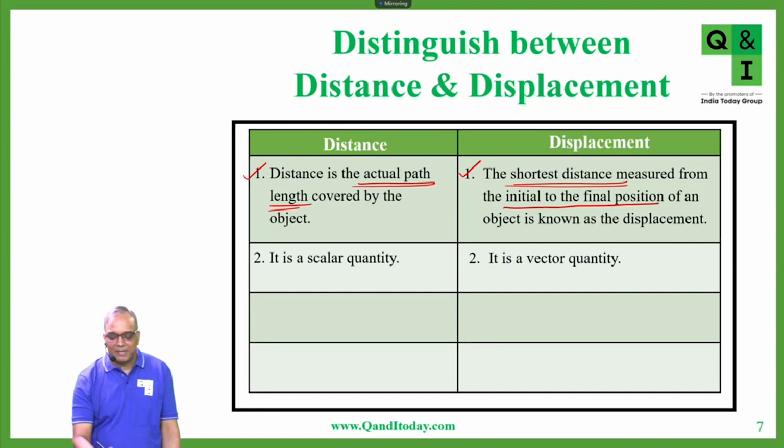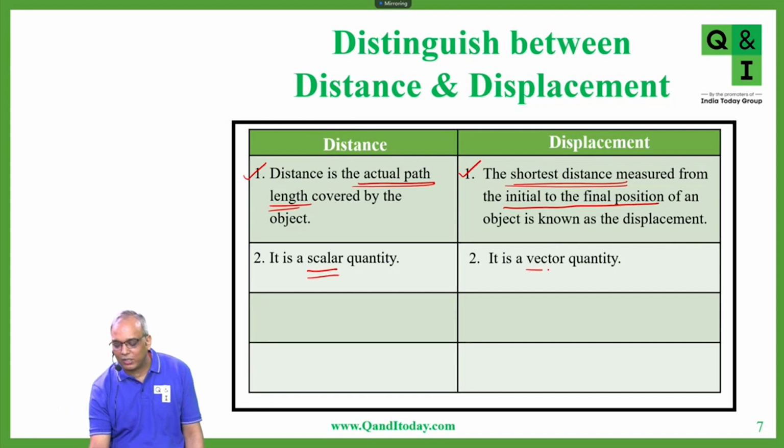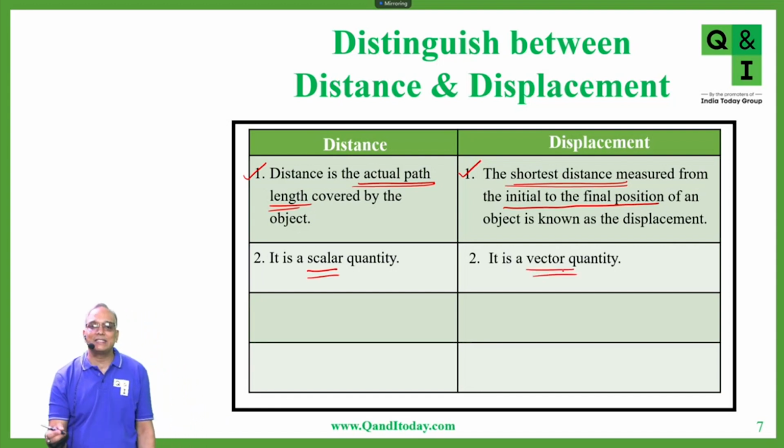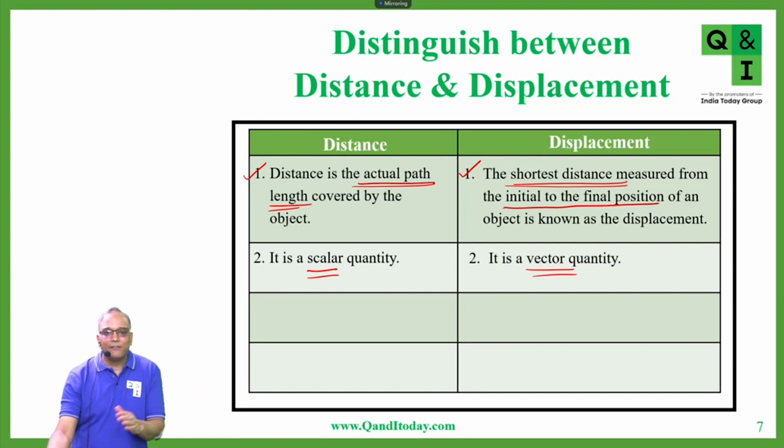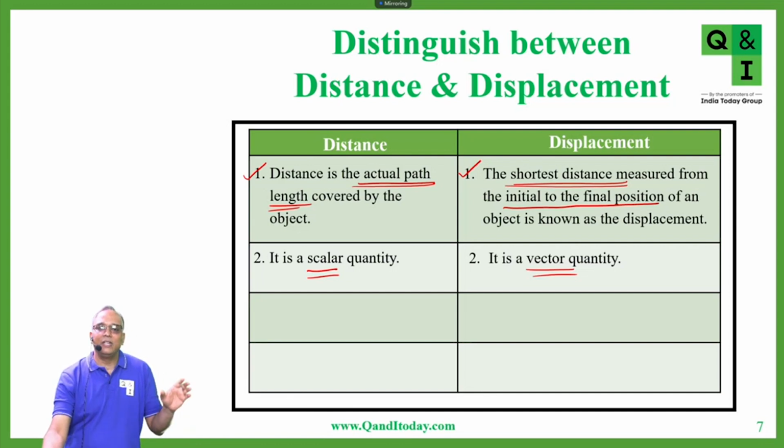And displacement is a vector quantity. A vector quantity has magnitude as well as direction. When I say the body has moved 10 meter towards north, we are specifying direction also here. So it is a vector quantity. Displacement is a vector quantity where we also mention the direction. When we only mention the magnitude, that is distance.